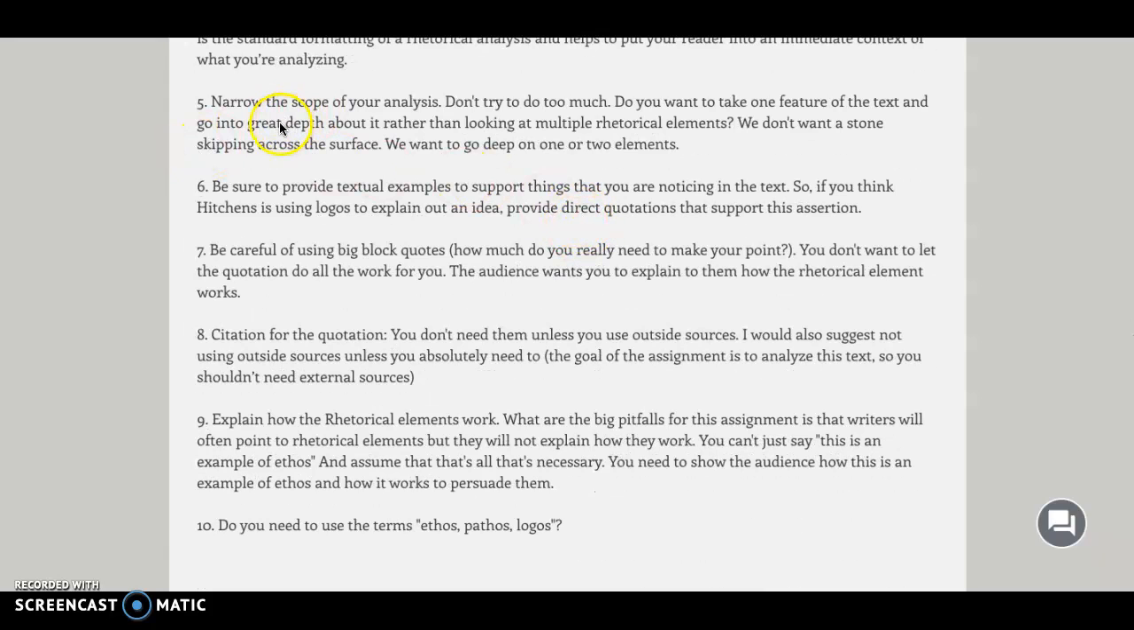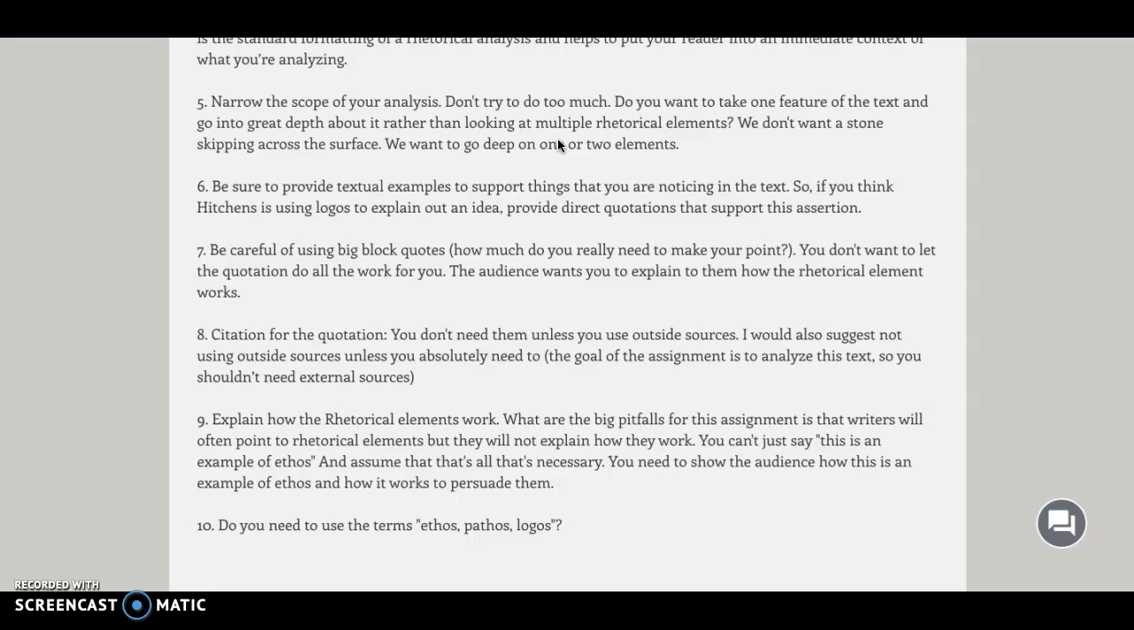You want to keep a fairly narrow scope in your analysis. Don't try to do too much. I get it. People are going to be like, oh, I'll go do ethos, pathos, and logos. I'll do tone. I'll do audience. I'll do word choice. I'll do some structure as well, because then I'll be sure to have something to write about. But the best rhetorical analyses generally are going to do one or maybe two things in depth. So maybe you only look at ethos, or maybe you only look at pathos, or maybe you only look at tone, or only look at audience as well.